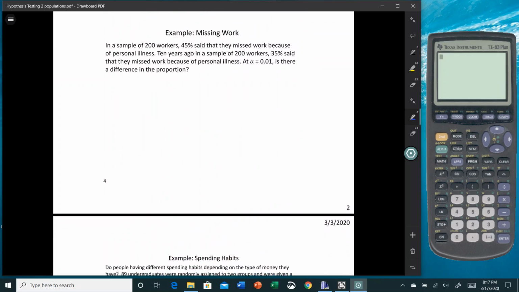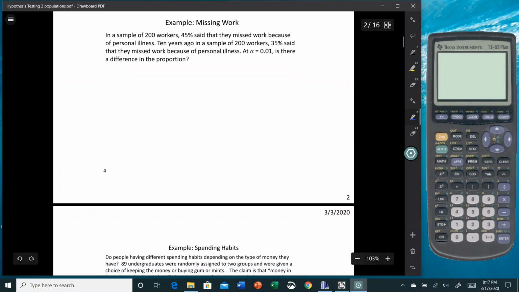So here we have an example. In a sample of 200 workers, 45% said they missed work because of a personal illness. Gee, that seems apropos. 10 years ago, in a sample of 200 workers, 35% said they missed work because of a personal illness. At alpha equal to 0.01, is there a difference in the proportion?